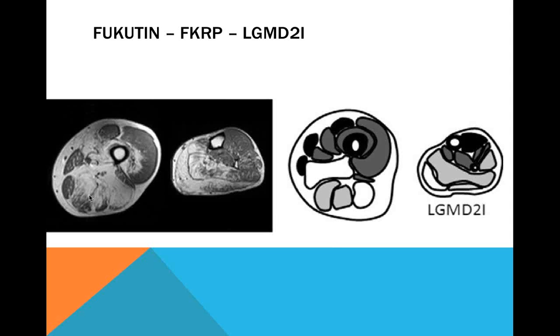But here you can see that this has more specific involvement of the adductor magnus muscle. Here they say that there's some sparing of the adductor longus, but here you can see it's involved. Sartorius and gracilis are said to be more spared. Rectus is supposed to be spared here, but you can see that the vastus medialis is involved and the vastus lateralis is more spared. And then distally you see more involvement of the gastrocnemius and the soleus muscles.